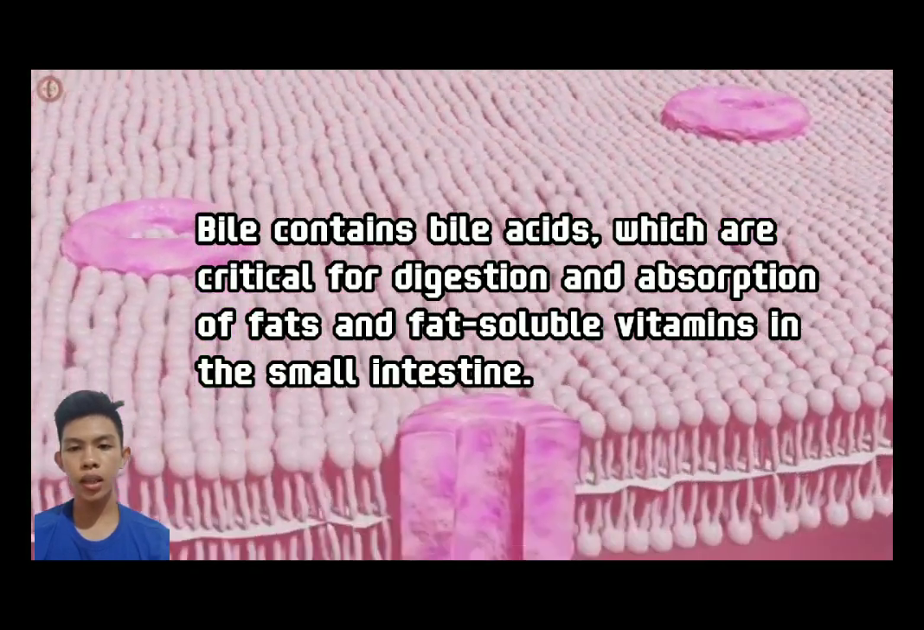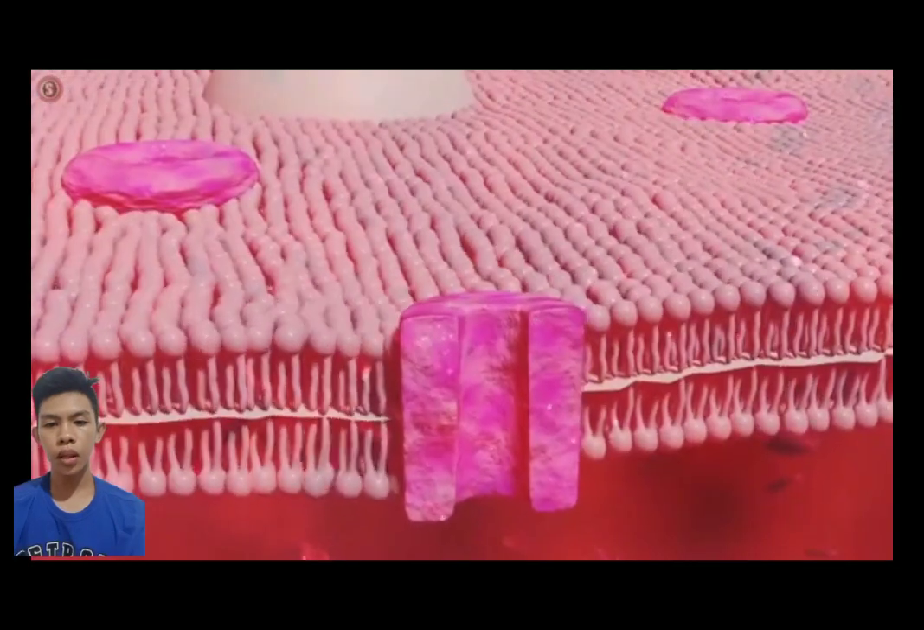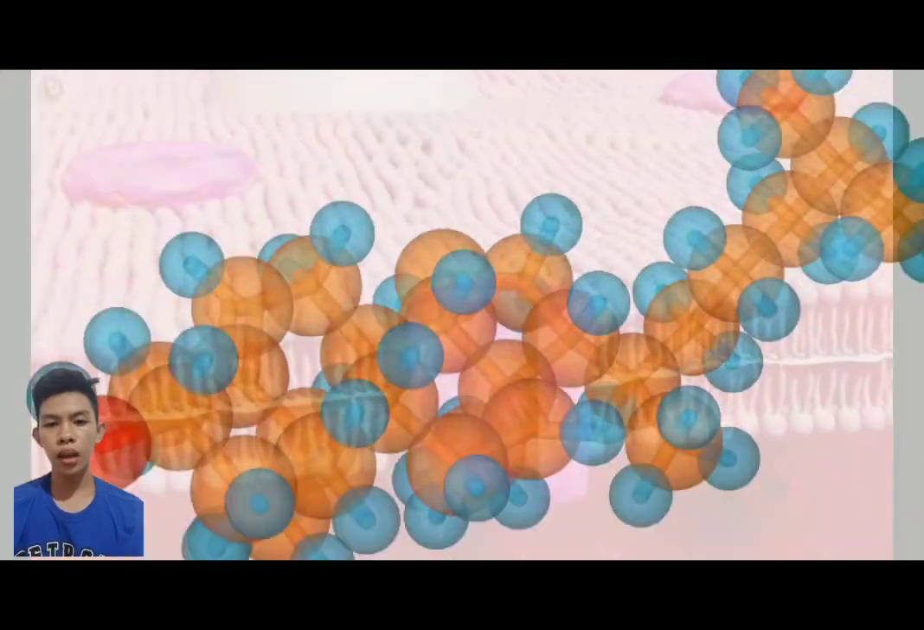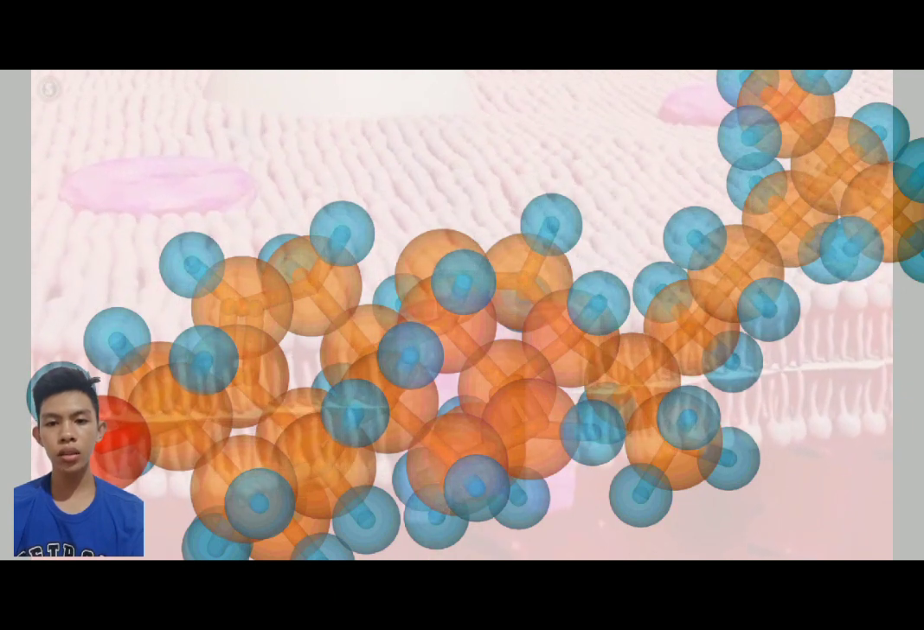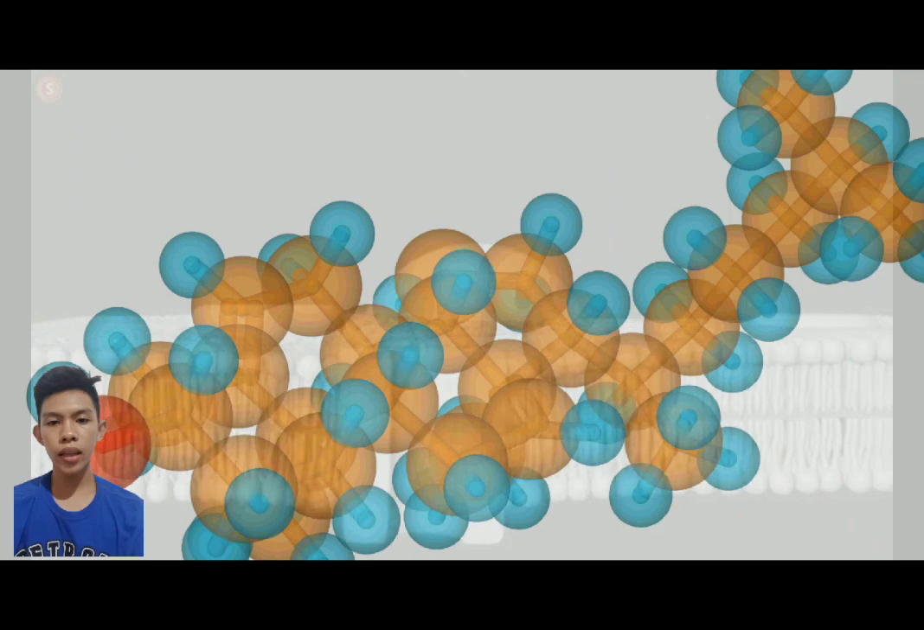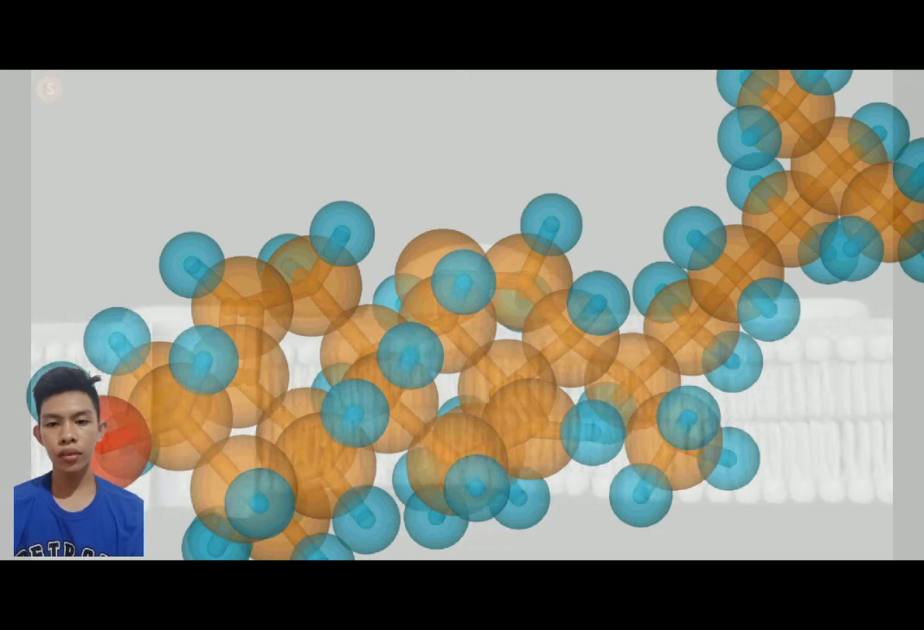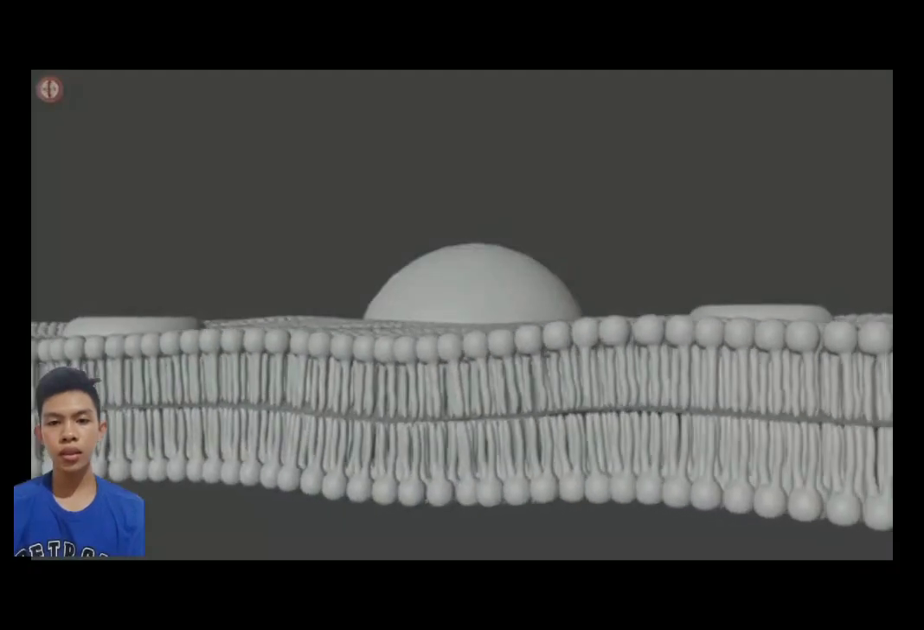Many waste products, including bilirubin, are eliminated from the body by secretion into bile and elimination in feces.